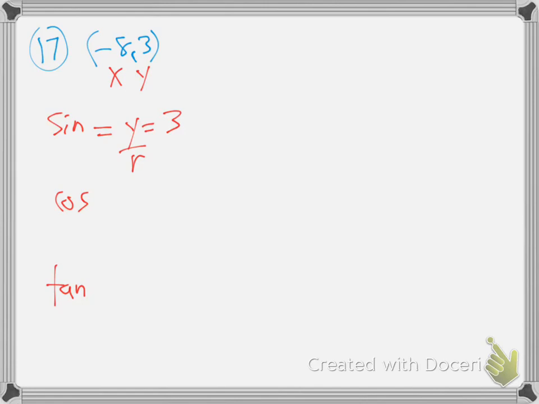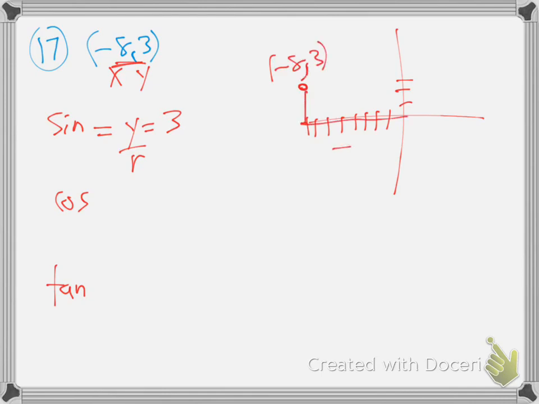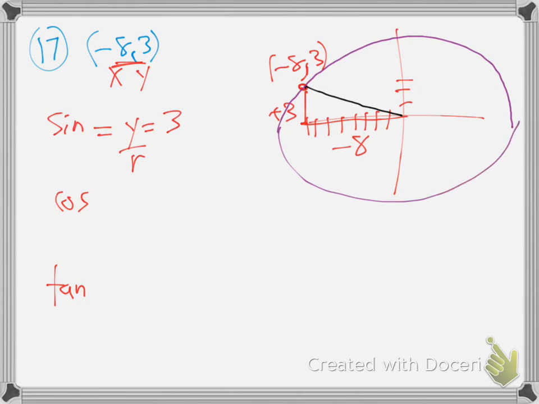When is r 1? When you're on the unit circle. This one's not on the unit circle. How do I know? Well, think about that point. Here's the back 8, up 3. So it's right there. If you go back 8 and up 3 and you put that on a circle, I made a big circle here. Well, mine's not a very good circle, but whatever.